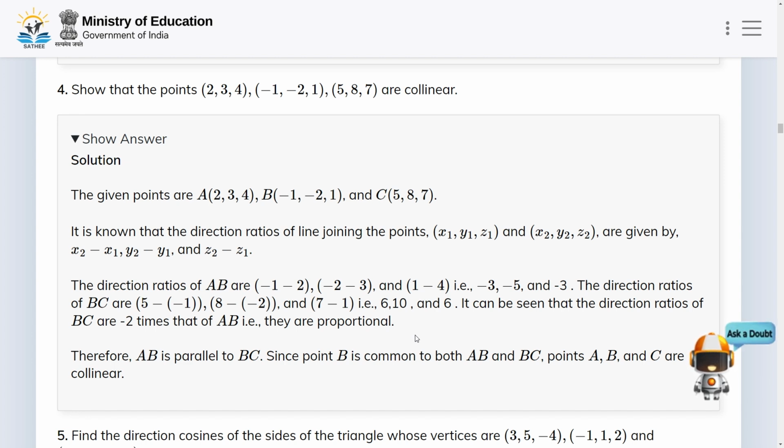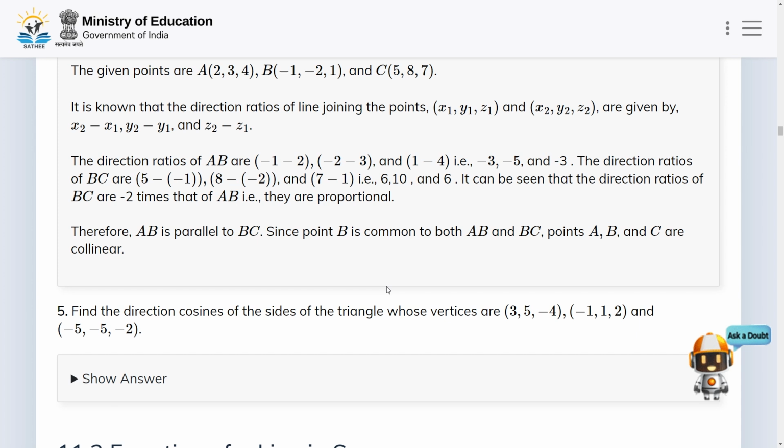AB and BC are parallel, but they have the same point B. Point B is common to both. This means they must be lying on the same line. So this means they are collinear. The points A, B, C must be collinear.